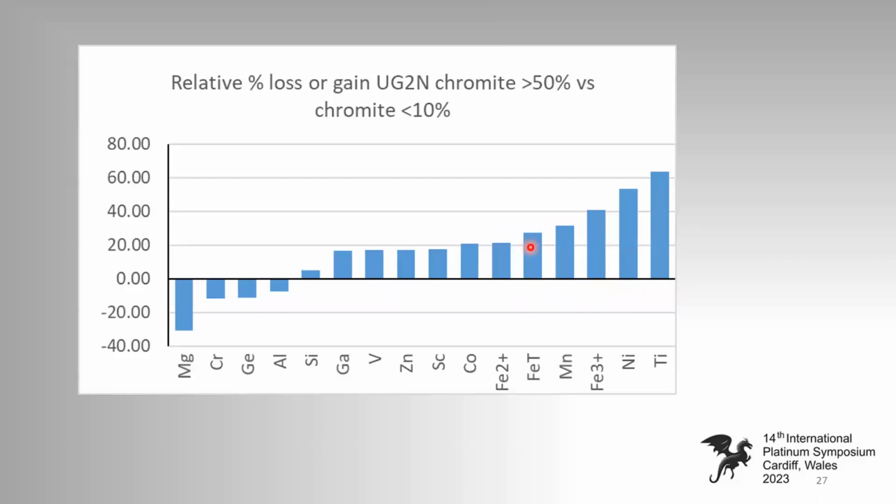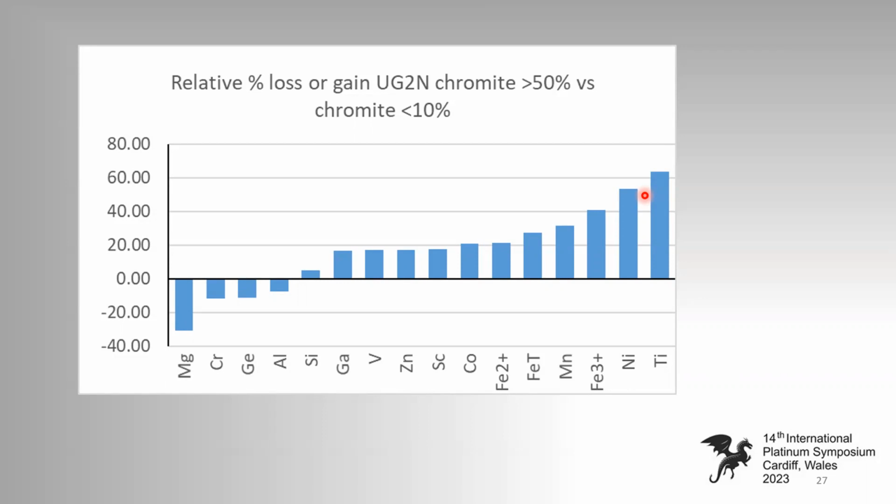If we look at this in terms of relative change, so how much it was before and how much it is now, not the absolute amount, now you'll see you've lost 40% of your magnesium and you've gained 60% titanium. That's assuming that the mass has stayed the same.